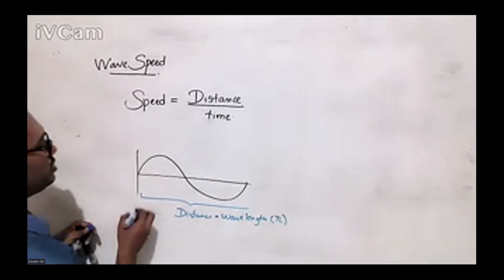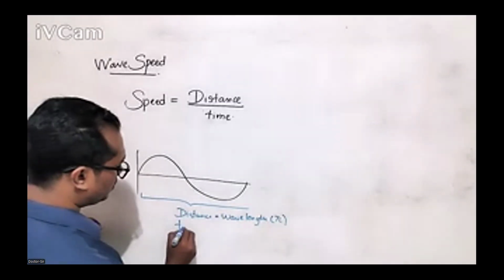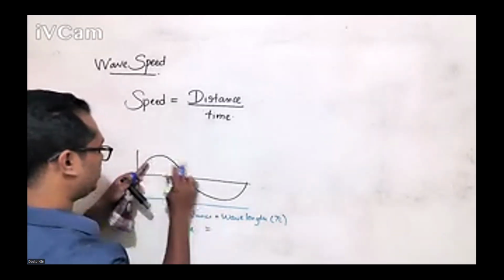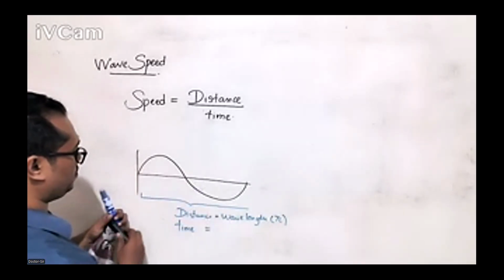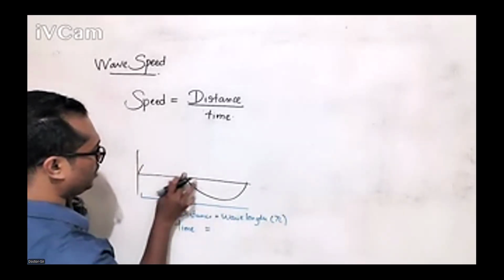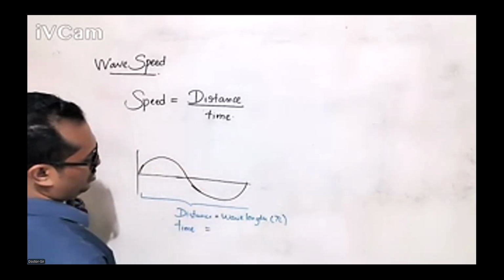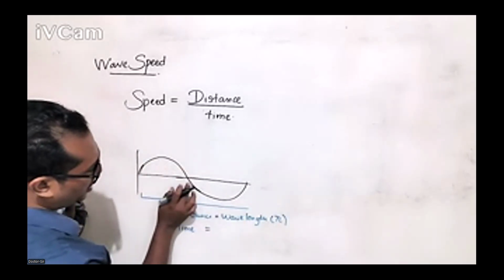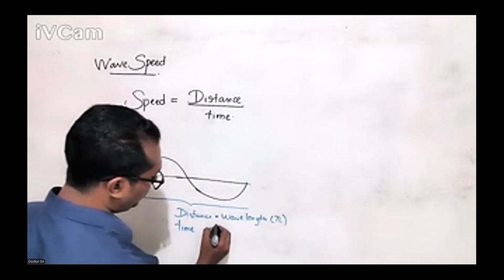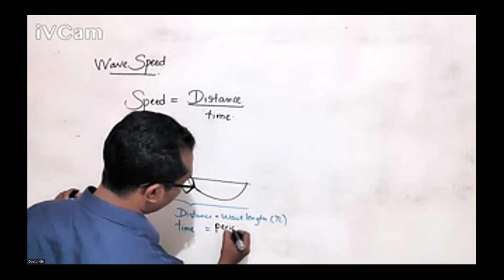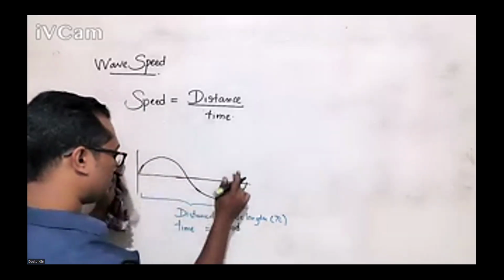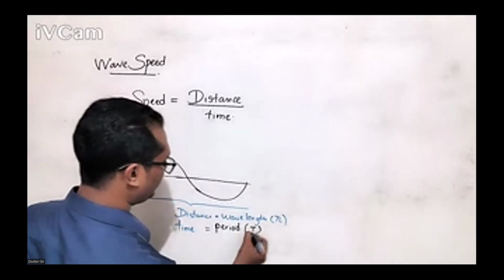Okay, now what is the time for this part? This wave is not very pretty. The time for this one wave cycle is the period. The period is the time for one cycle, so capital T.